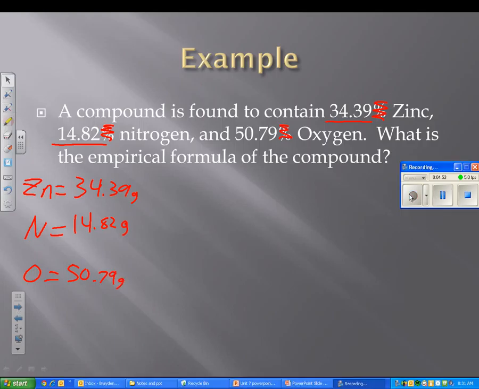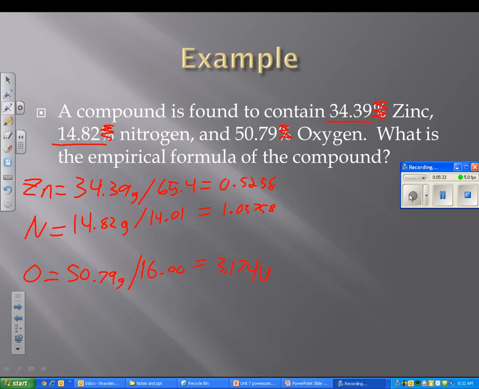All right, so that was our first step, percent to mass. Now we're going to go mass to mole, which means divide by the molar mass. So make sure you get your periodic tables, so you know where we're getting these numbers from. Molar mass for zinc is 65.41. That gives us an answer of 0.5258. Molar mass for nitrogen is 14.01. You divide those, and that gives us 1.05758. And molar mass for oxygen, should have that one memorized, 16, and that gives us 3.1744.